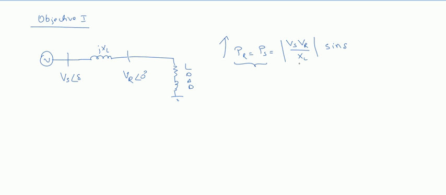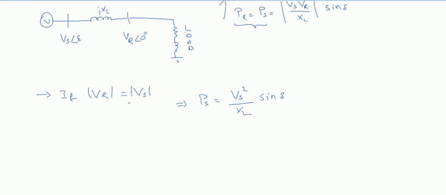There are three parameters basically. Let us say if I take VR and Vs equal, this power transfer will become Vs square by XL sine delta. I'm considering just magnitudes here. As you can see, the sending end power Ps is directly proportional to the square of the voltage.